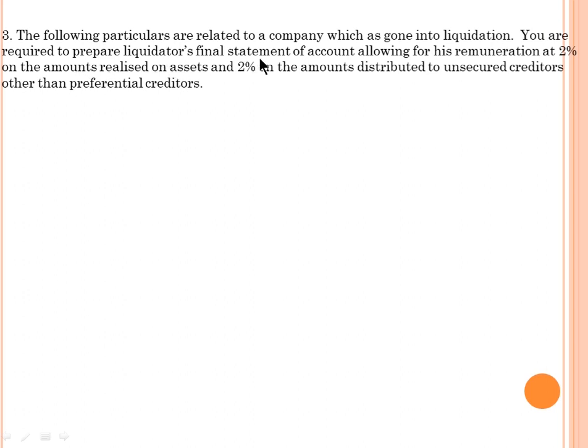You are required to prepare the liquidator's final statement of account, allowing for his remuneration at 2% on amount realized on assets and 2% on amount distributed to the unsecured creditors. Dear students, by default, whenever the percentage on amount distributed to unsecured creditors is given, you always consider including preferential creditors. But in this problem, the 2% is on amount distributed to unsecured creditors other than preferential creditors. So we don't want to find the percentage of remuneration out of preferential creditors.